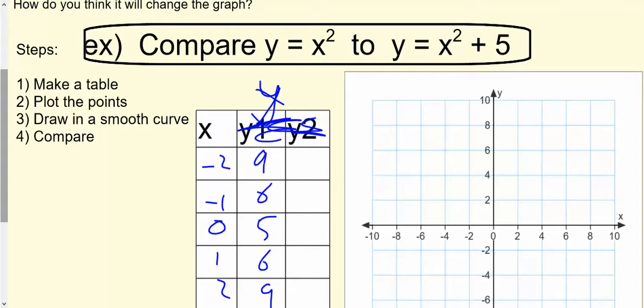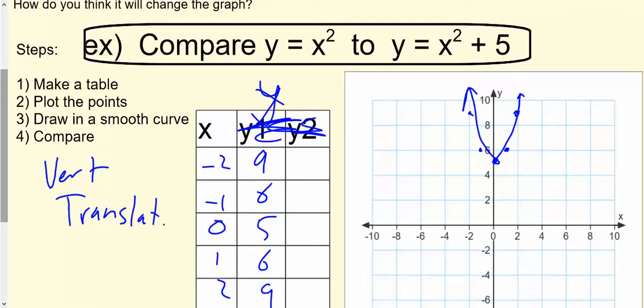And so you're going to notice here with this graph when I plot it, it's the same graph as the parent function. It's just shifted up 5 units, that's all. So this is a vertical translation, meaning I'm moving it up. Vertical translation up 5 units. That's what the plus 5 is going to do to the graph.